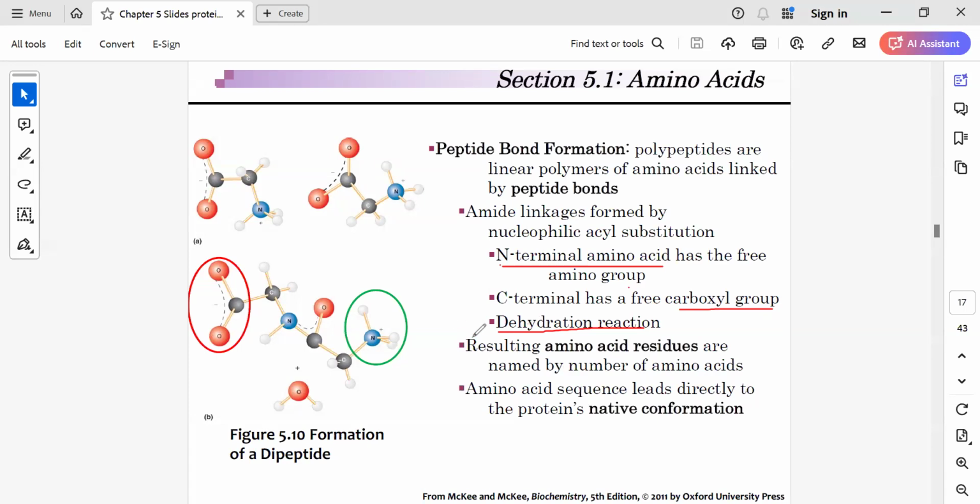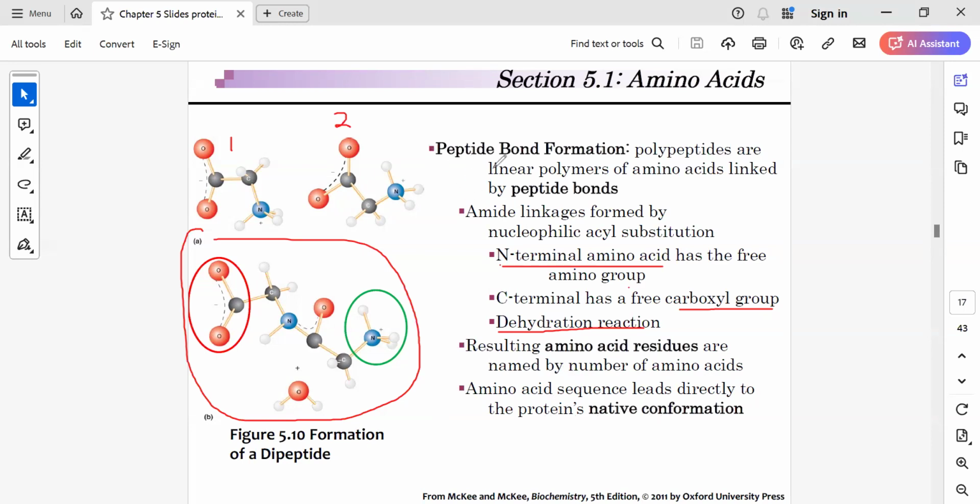So that is the dehydration reaction, and it results in amino acid residues, which are named by the number of amino acids. Because here we have one amino acid joined with another amino acid, making two amino acids, we now have what we call a dipeptide, because the amino acids are two. So amino acid sequence leads directly to the protein's native conformation.